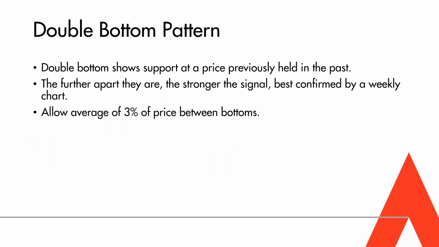Next on the list, the opposite to the double top, is a double bottom pattern. So this is a bullish pattern now. Basically two trough lows that suggest support and further upward movement from these levels. The further apart they are, the stronger the signal, ideally spotted on weekly charts, but yes, you can spot them on dailies as well. And the same sort of variance factor. Look for the second trough to be above or below the first trough by as much as 3%.